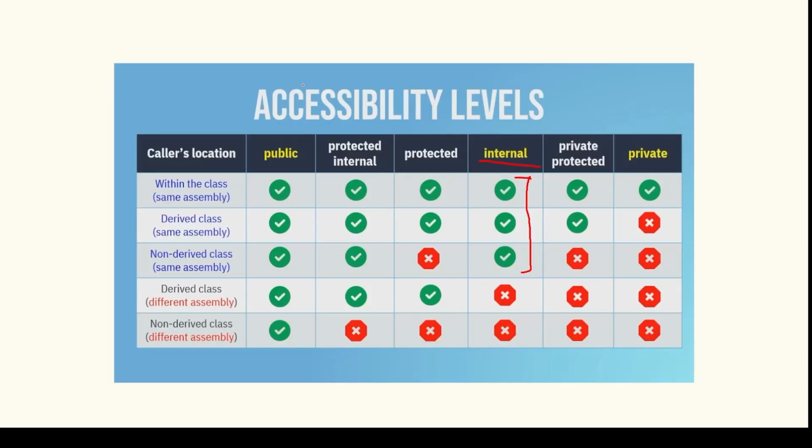If you see this table here, for protected internal, it is available within that class. It is available in a derived class within the same assembly. It is available in a non-derived class also, but within the same assembly. And it will be available in a different assembly also, but the condition is that that class has to derive that class. Okay. Now let's go to Visual Studio and understand this with an example.